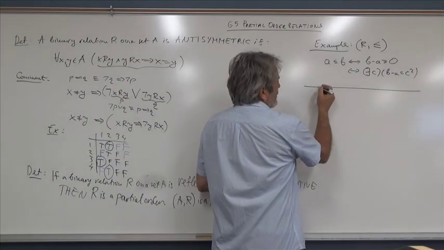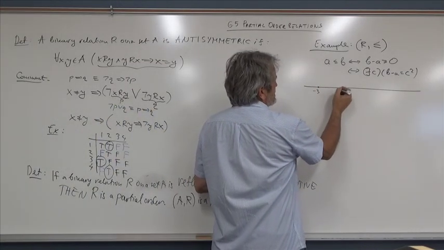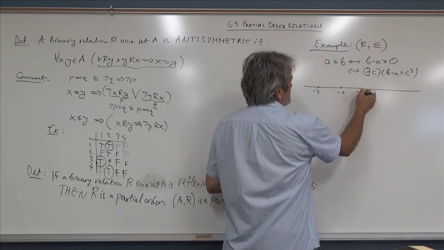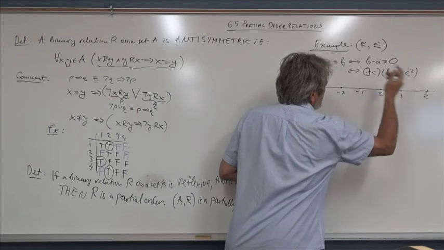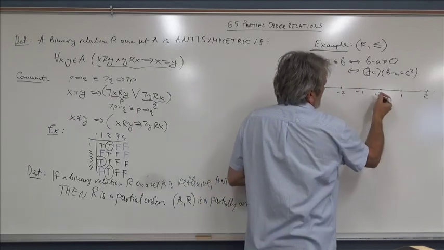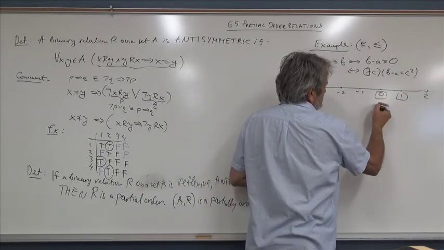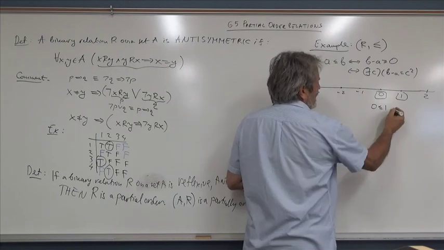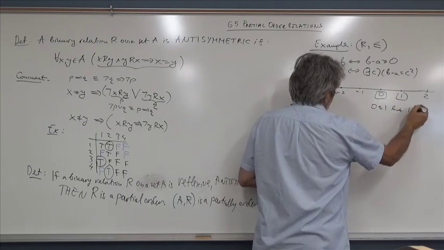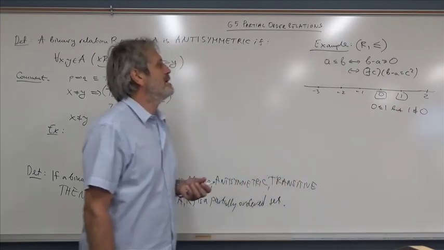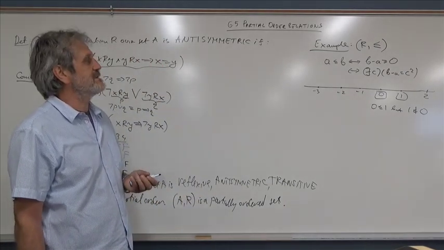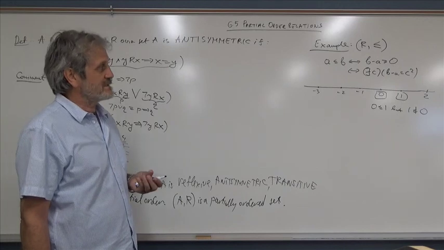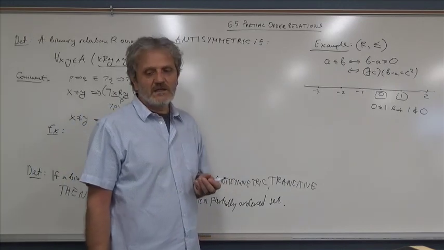And so the number line, so here is -3, here is -2, -1, 0, here is 1, 2. So what? 0 is less than or equal to 1, but then 1 is not less than or equal to 0. And that's exactly why it is really antisymmetric. It is transitive. It is reflexive. Every number is less than or equal to itself.